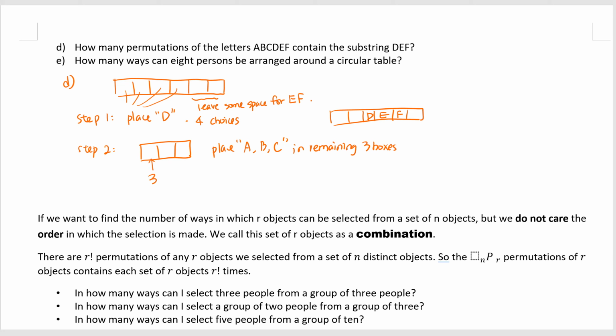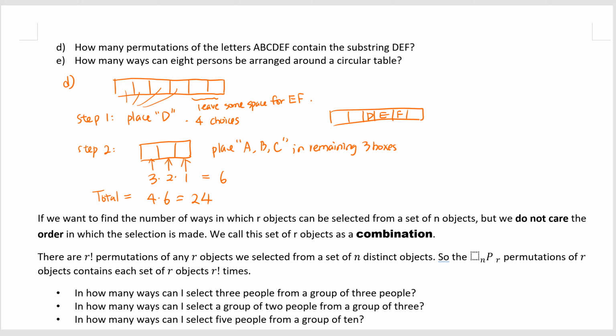In the first box, we have 3 choices. Second box, 2 choices. Last one, 1 choice. So the total is 6 choices. That's why the total number is the number we get from step 1 times the number we get from step 2. 4 times 6 is 24. So far so good, everybody?